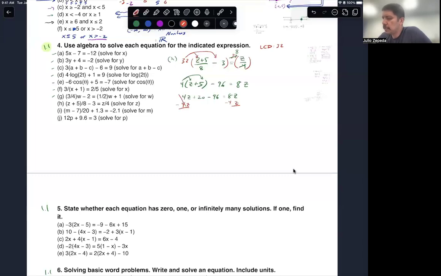20 minus 96, those combine to be, oh, what is that? Negative 76 equals 4z. And then we can divide by 4.